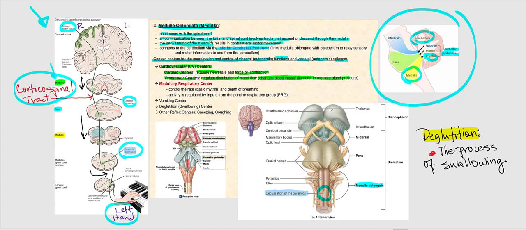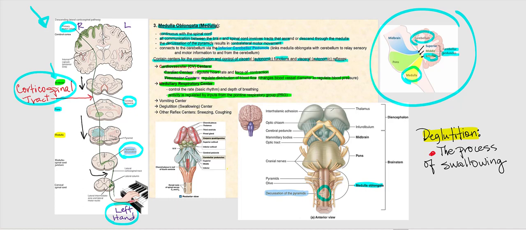Another center found in the medulla oblongata is the medullary respiratory center. One of the things I mentioned in the previous slide is that in the pons, we have the pontine respiratory group, one of those pontine nuclei that I would like you to know. It turns out that this pontine respiratory group will control the activity of the medullary respiratory center. Once again, this is found in the medulla. By doing that, it will control the rate of our breaths.